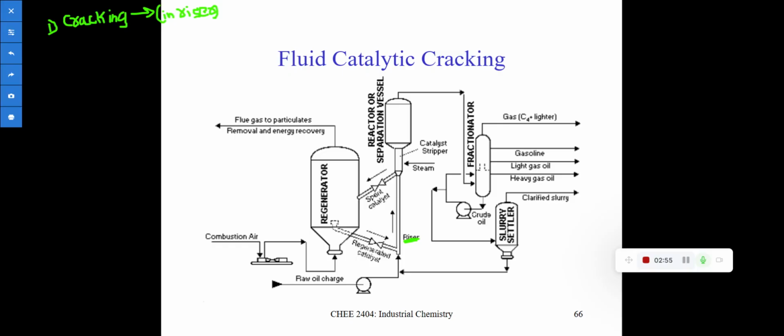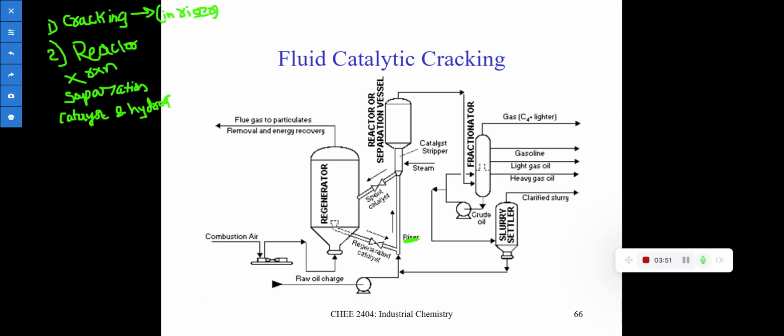Now the coke is formed during this process, so the spent catalyst is sent to the regenerator to react with atmospheric air. The feed is further fed into the reactor. In the reactor, reaction doesn't take place, but separation takes place, so that the catalyst and hydrocarbons are going to separate.